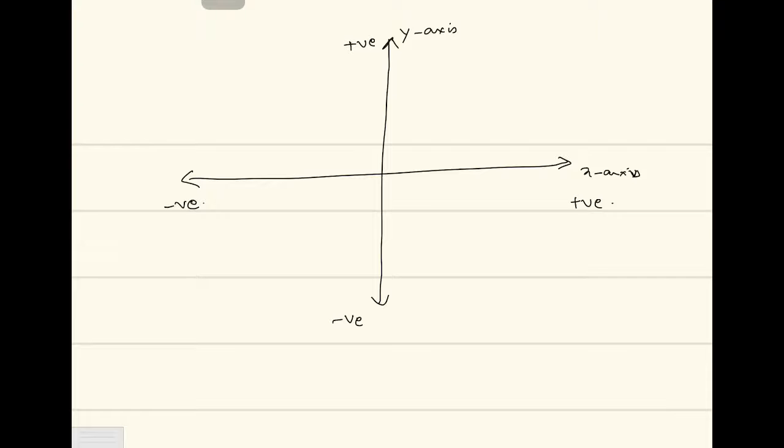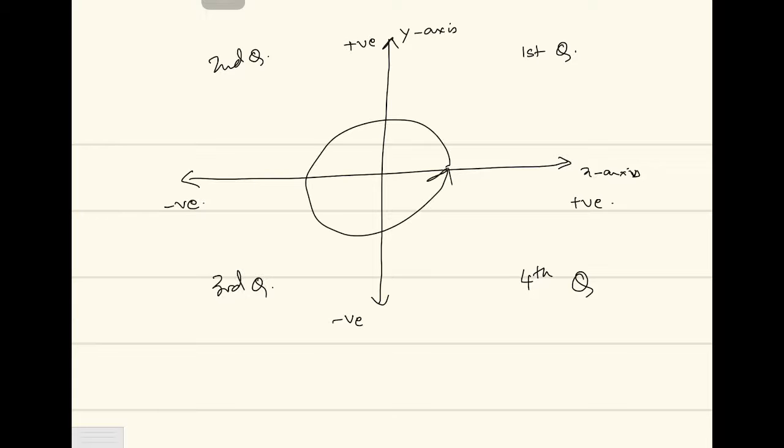What do you call these spaces? These 4 spaces are called quadrants. This is the first quadrant. This is the second quadrant. This is the third quadrant, and this is the fourth quadrant. In terms of angle, how much angle does the whole quadrant cover? The whole quadrant covers how much, everyone? 360 degree. Everything covers 360 degree, isn't it?